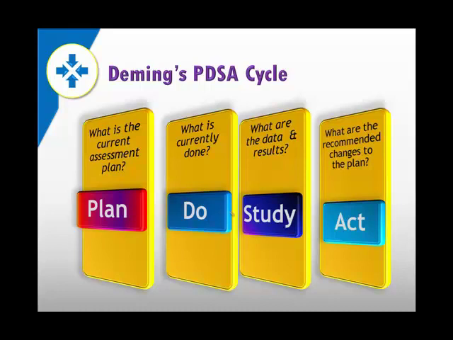We used Deming's PDSA cycle to ask 4 fundamental questions. What is the current departmental assessment plan? What is currently being done? What are the data and results? And what are the recommended changes to the plan?